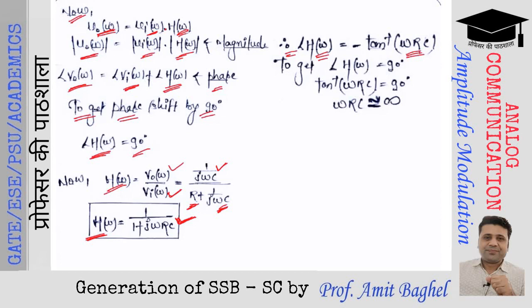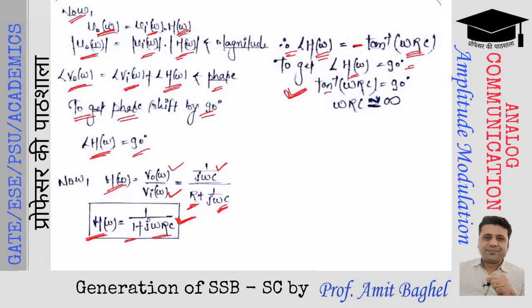For a plus jb, the magnitude part is square root of a square plus b square, and the phase part is tan inverse of b by a. If we are taking 1 by a plus jb, the magnitude will be 1 by square root of a square plus b square, whereas the phase will be the same, tan inverse of b by a, but with a minus sign. So this is minus tan inverse b by a, where b is the imaginary part, ωRC, divided by 1. Now to get this phase as 90 degree, minus tan inverse ωRC should be 90 degree.